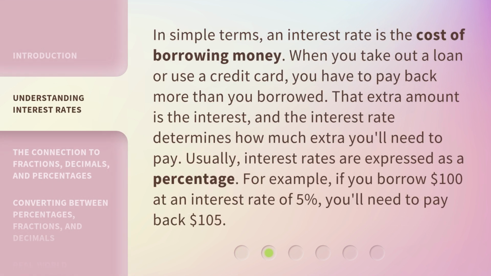In simple terms, an interest rate is the cost of borrowing money. When you take out a loan or use a credit card, you have to pay back more than you borrowed. That extra amount is the interest, and the interest rate determines how much extra you'll need to pay. Usually, interest rates are expressed as a percentage. For example, if you borrow $100 at an interest rate of 5%, you'll need to pay back $105.